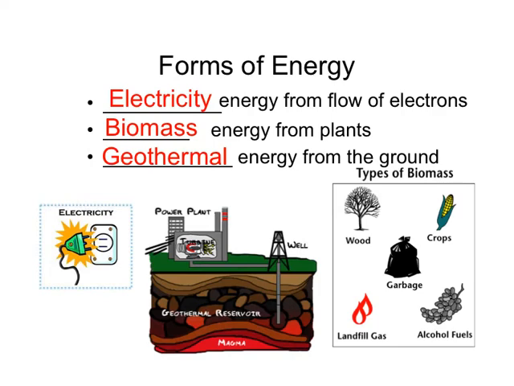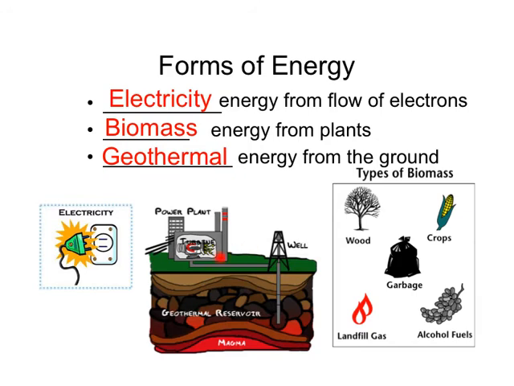Here are three different forms of energy. We have electricity. Electricity is the flow of electrons that we get from the power plants, which we'll talk about a little later. Biomass is the energy from plants. Remember that bio means life. So plants are living. So it's mass from living things. Geothermal is energy from the ground. Geo means earth and thermal means heat.